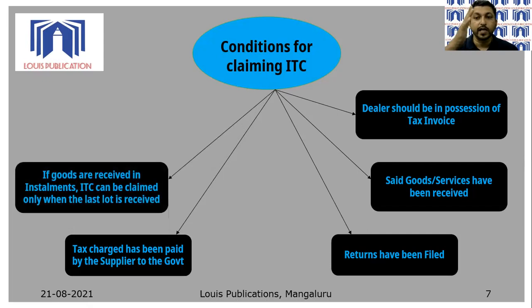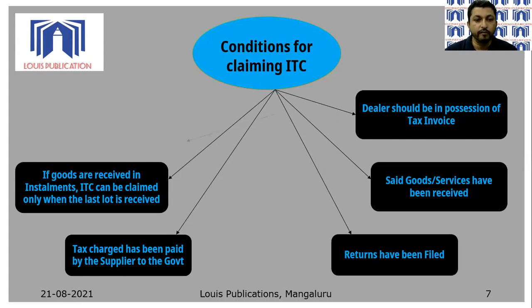Next, if the goods are received in installments, in parts, not in lump sum, not together, then input tax credit can be claimed only when the last lot is received. If the goods are collected in installments, input tax credit will be availed only when the final installment of goods is made available to the recipient. So before that, the recipient cannot claim input tax credit at all. So if one lot is still pending, one installment of goods is still pending, input tax credit cannot be claimed by such a recipient.